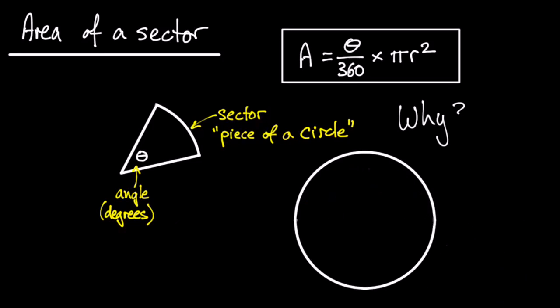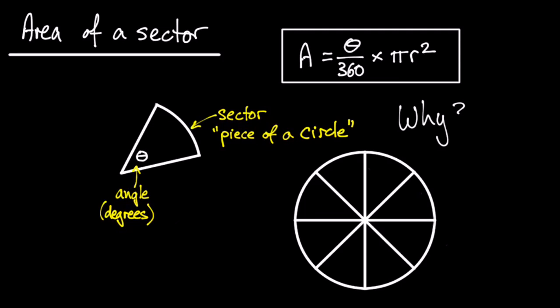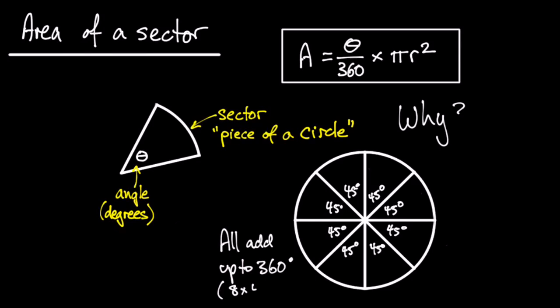Look at another example. This time we'll go with less than half. Let's break our circle into 8 pieces, and they all end up to be 45 degrees each. And we know that because if I add up all the angles in a circle, they equal 360. Now in this case, I've got 8 even pieces. 8 times 45 gives me 360. I want to calculate just the area of one piece of this pie. In other words, one sector with a 45 degree angle.